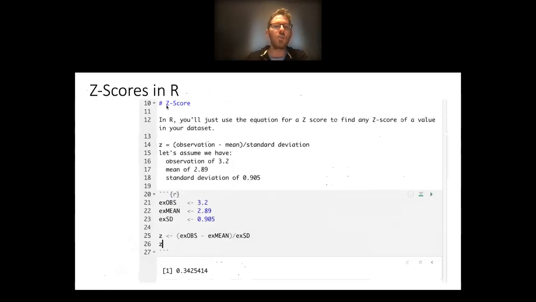To do the z-score in R, you can just take that calculation. So you take an observation minus the mean and divide by the standard deviation. Here I created objects of the observation, mean, and standard deviation, and then I created the equation here. You can just do 3.2 minus 2.89 and then divide it by 0.905. In any case, if we have an observation of 3.2 with a mean of 2.89 and a standard deviation of 0.905, this z-score will be 0.34.